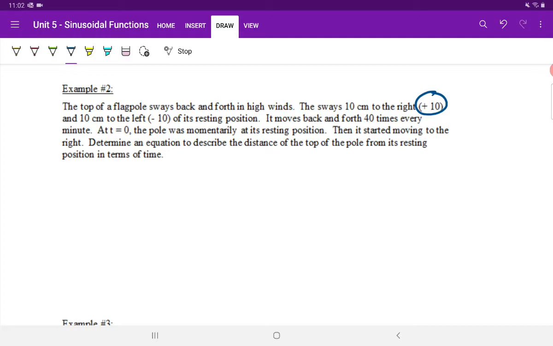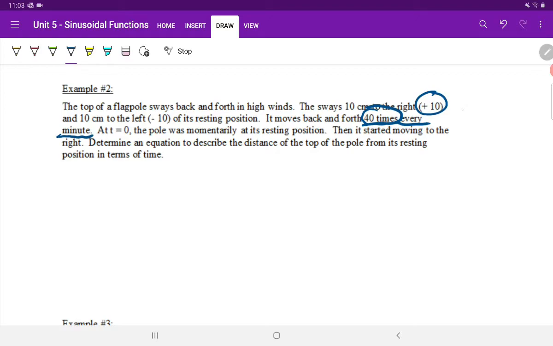And let's assume that it's consistent. It moves back and forth 40 times every minute. That's important. That's going to help us find our period. So if it's moving back and forth 40 times every minute, remember what 1 period is. We want to find how many times it does it, okay, how long it takes to do just one time. So if we have 40 times in 60 seconds or 1 minute, how fast does it do it for just one time, right? That's what we need to find in order to find our period.